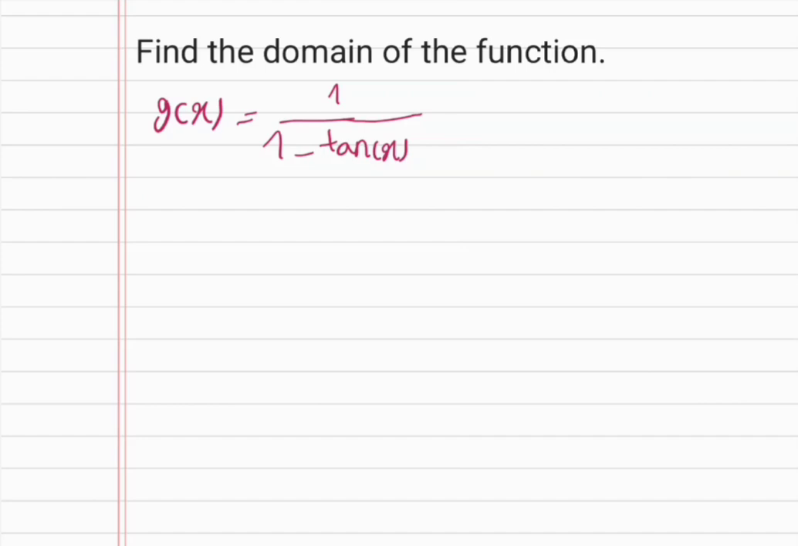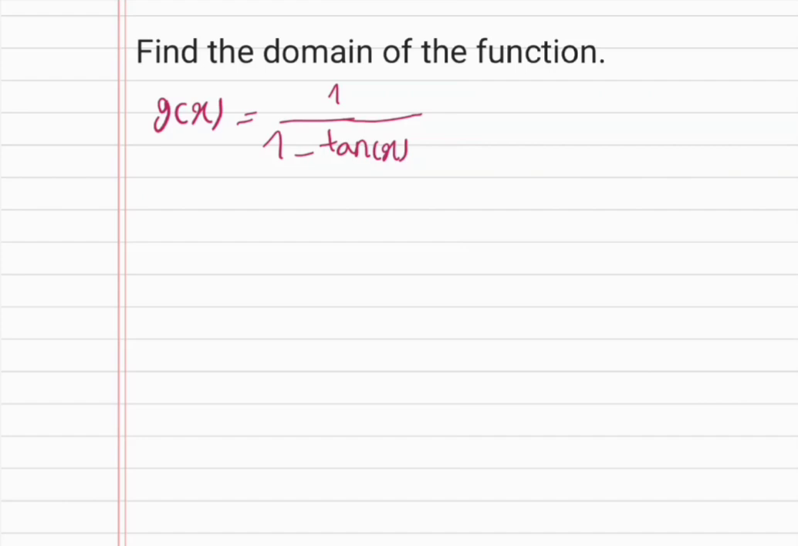So maybe the more obvious one is the case that the denominator is 0. So we don't want that to happen. So that means we need to find the x values that make the denominator 0 so that we can exclude them from the set of real numbers. So that's the first case.